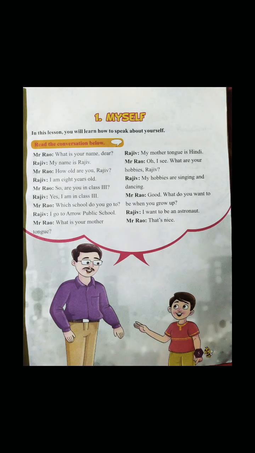Mr. Rao: Oh, I see. What are your hobbies? Rajiv: My hobbies are singing and dancing. Mr. Rao: Good. What do you want to be when you grow up? Rajiv: I want to be an astronaut.